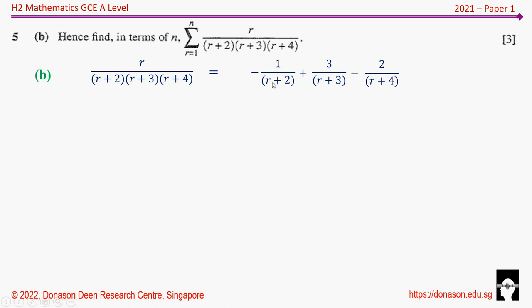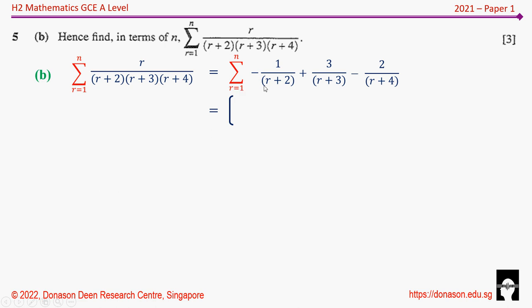So it will become minus 1 over r plus 2 plus 3 over r plus 3 minus 2 over r plus 4. And of course, if I put the sigma notation on the left, taking from 1 to n, the sum of 1 to n terms, here also we're going to put the sum of 1 to n terms of this. Each and every one of the fractions can now be replaced by 1, 2, 3, 4 all the way right up to n, and we can simplify that. And of course we are going to apply the method of difference to actually evaluate the value.